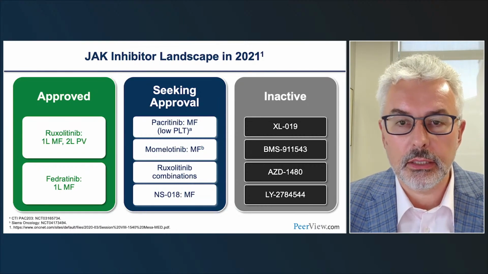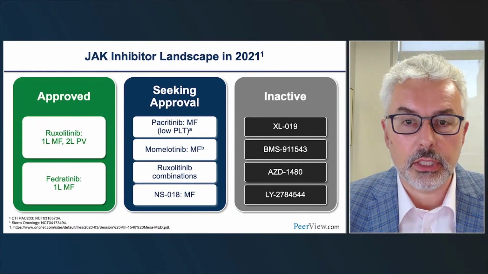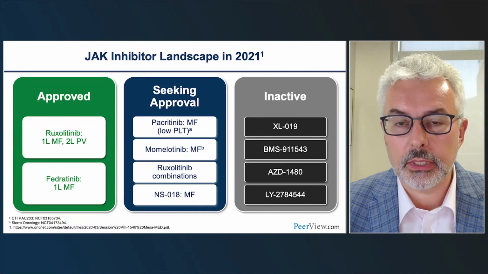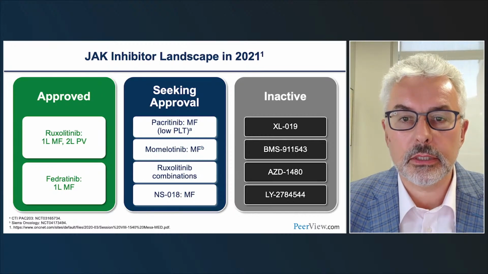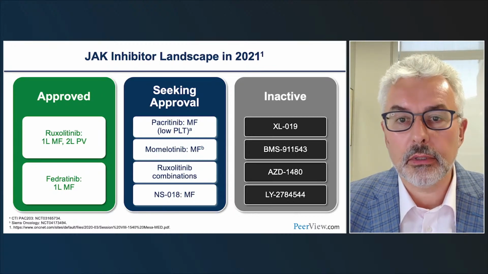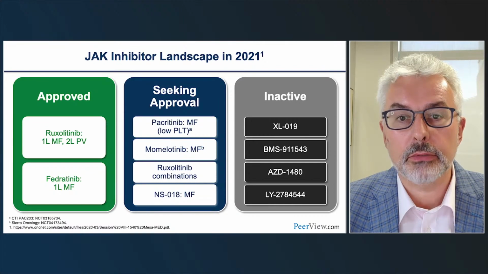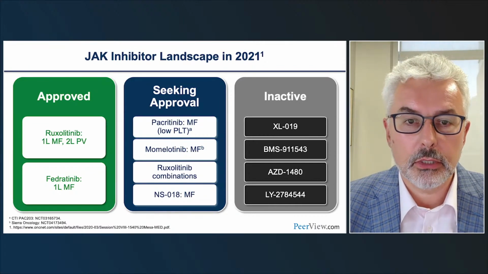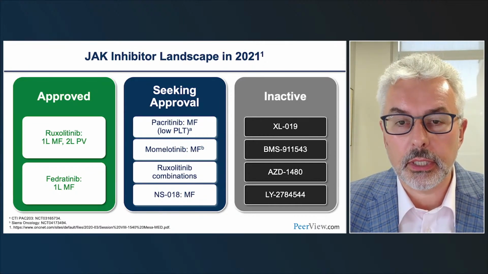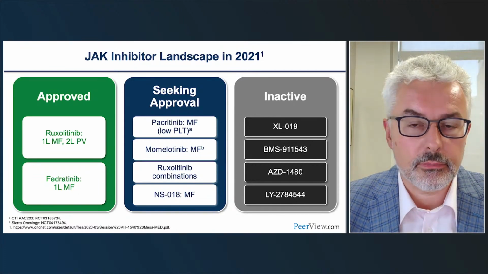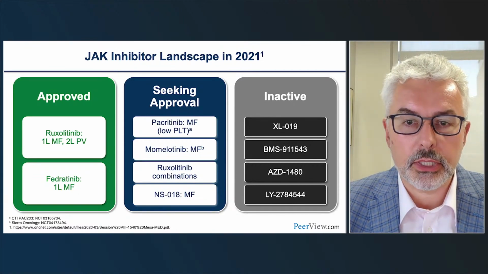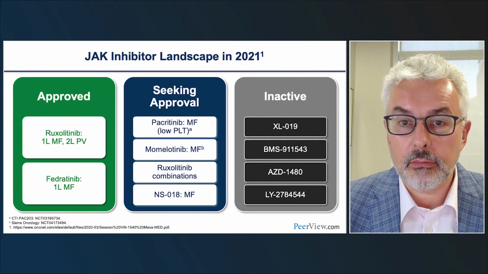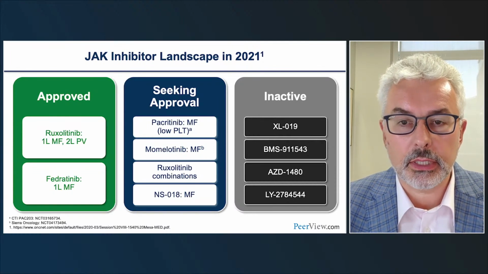But where are we heading? We are heading to have soon enough approval possibly of pacritinib. We expect the decision on its possible approval by the end of this year for patients with myelofibrosis that have low platelets, and this would be platelets below 50,000, for which ruxolitinib or fedratinib are not suggested.